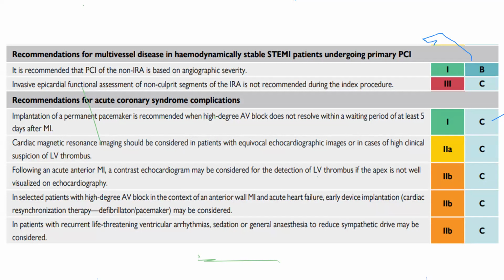Recommendations for acute coronary syndrome complications. Implantation of a permanent pacemaker is recommended when high degree AV block does not resolve within a waiting period of at least 5 days after MI. This is self-explanatory. And for cardiac MRI, you should consider it in patients with equivocal echocardiogram images or in cases of high clinical suspicion of LV thrombus.